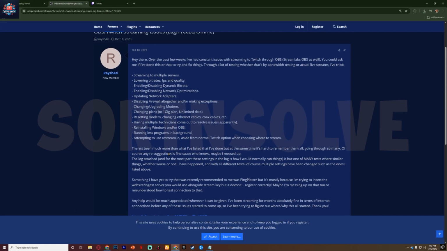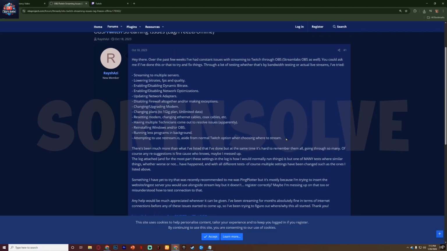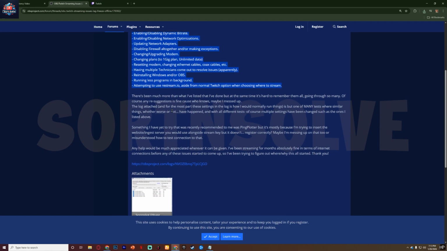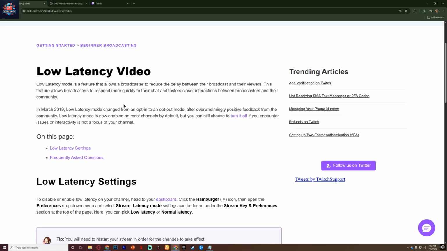First, check your internet upload speed because unstable or low upload is the biggest cause of lag. Use a wired Ethernet connection instead of Wi-Fi whenever possible.